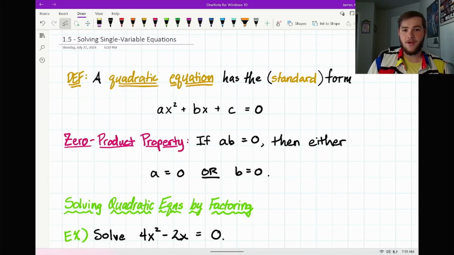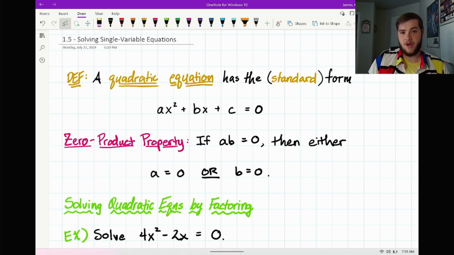A quadratic equation is anything that has the form ax squared plus bx plus c, where a, b, and c are real numbers. By the way, we call this the standard form of the quadratic equation because everything is moved over to one side.